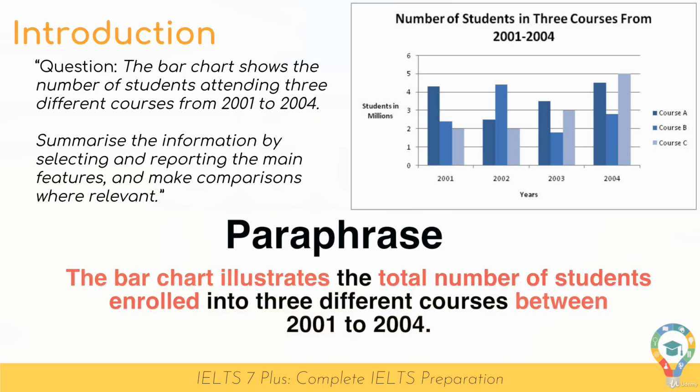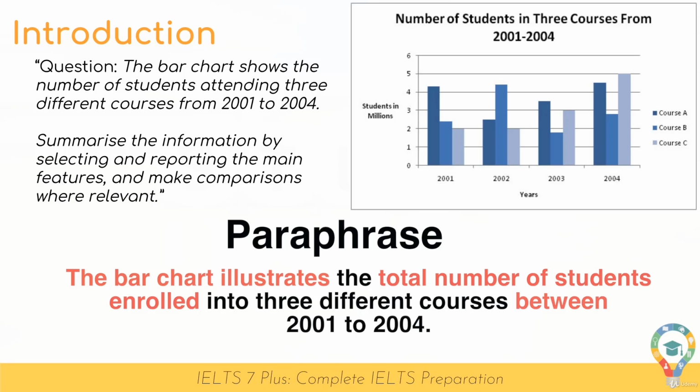The bar chart illustrates the total number of students enrolled into 3 different courses between 2001 to 2004. As you can see, I haven't made huge changes to the question, and I've used my understanding of synonyms, words that have the same meaning, to reword and paraphrase the question. Instead of the bar chart shows, I've used the bar chart illustrates. The number of students has been changed to the total number of students. And I've used the synonym for attending, which is enrolled.